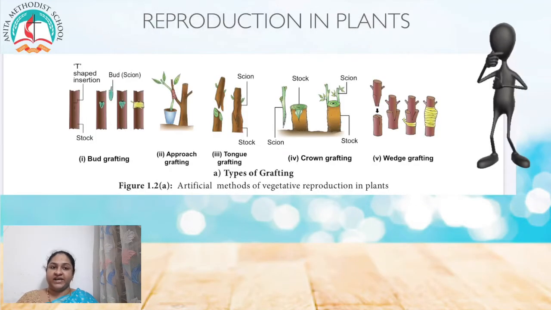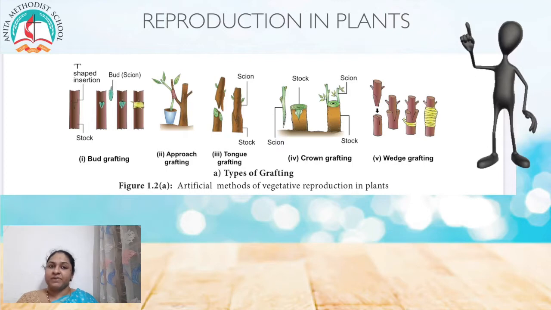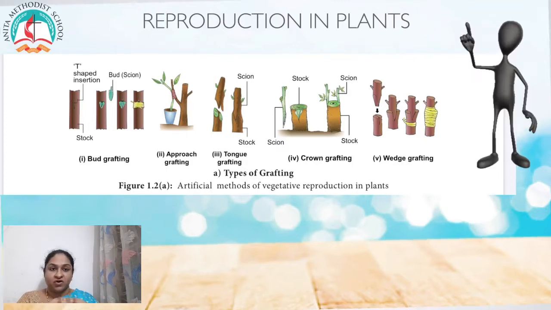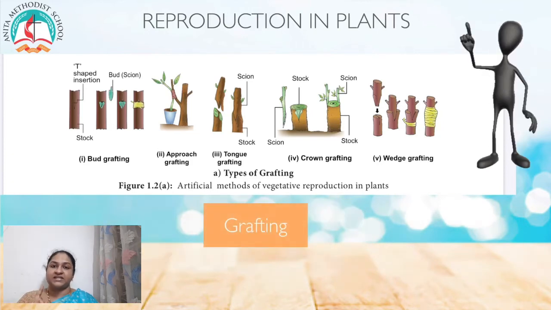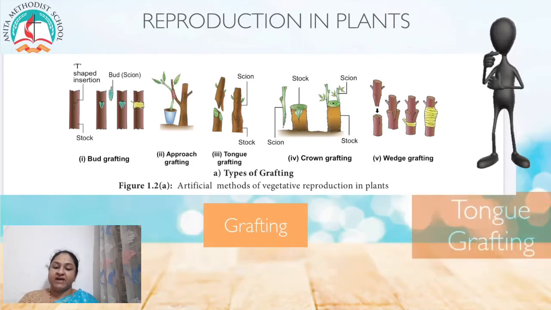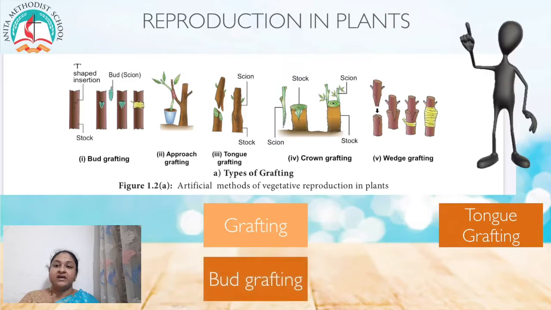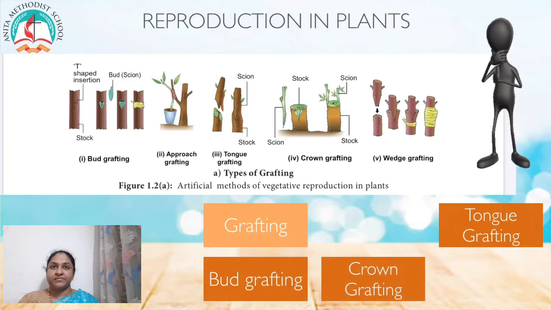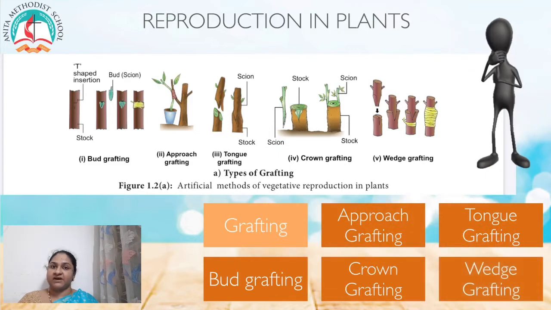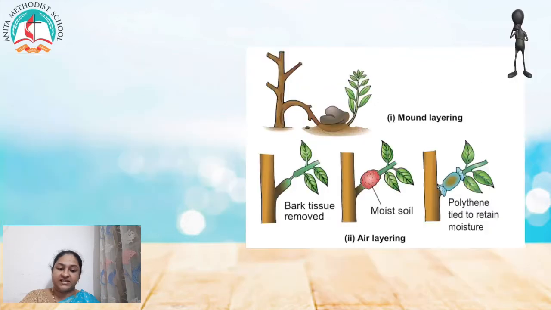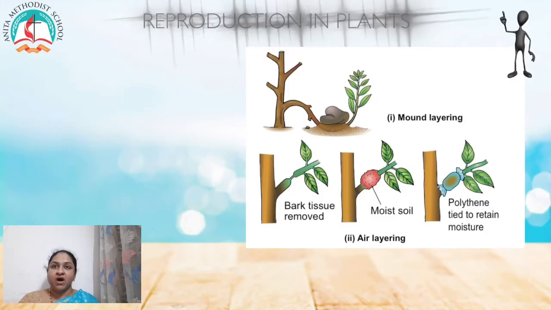grafting. In grafting, parts of two different plants are joined so that they continue to grow as one plant. That is grafting. And we have learnt about bud grafting, approach grafting, tongue grafting, crown grafting and wedge grafting. Next is layering, mound layering.